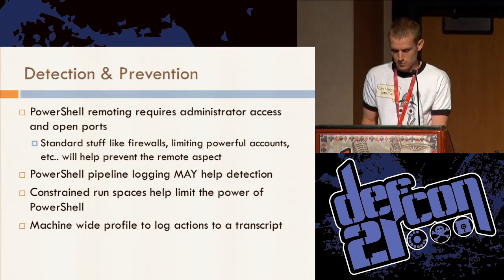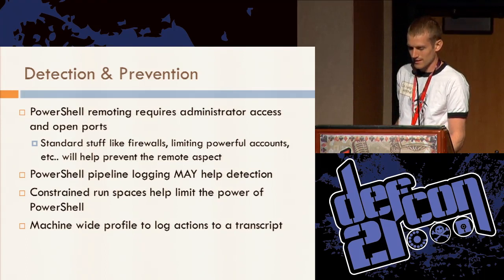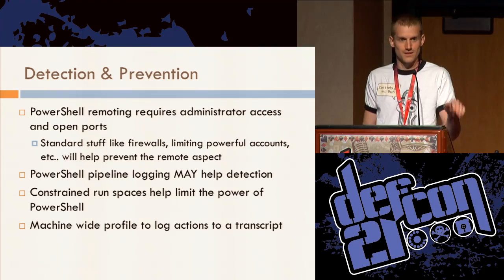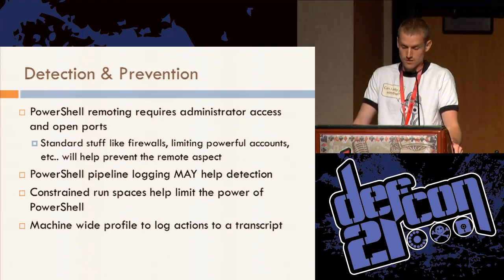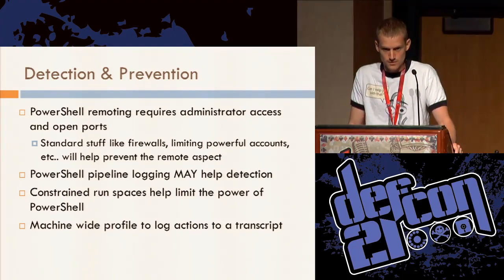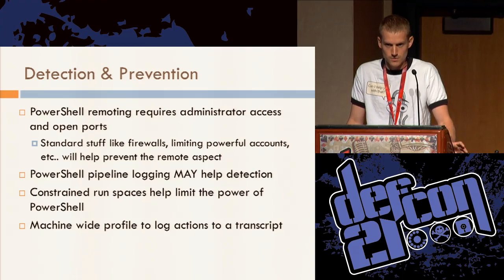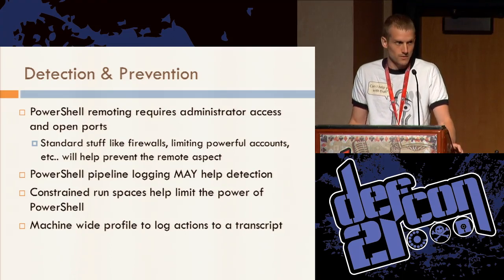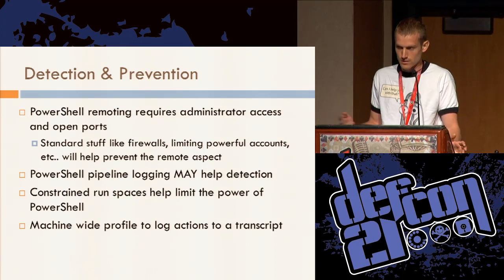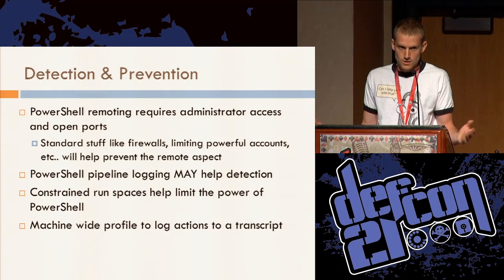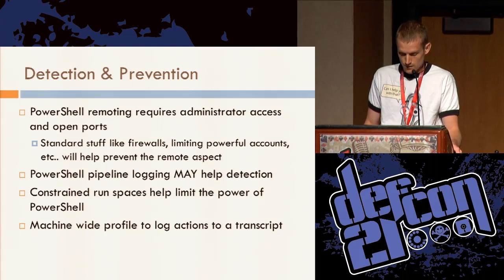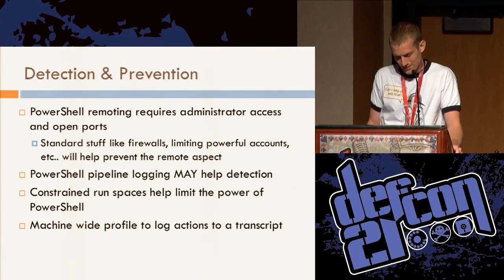Okay, so the obligatory detection and prevention slide. There's not a whole lot to say here. PowerShell remoting requires administrator access and it requires open ports. So if you don't want someone to do this, then don't let them have admin access on really sensitive servers of yours, and don't let them have network connectivity to really sensitive servers of yours. Standard stuff like firewalls, limiting powerful accounts, right? Like lock down your accounts, make sure that I can't just remote PowerShell into every server from any server. And it helps defend against this. Of course, nobody does that, but, or maybe some people do that.